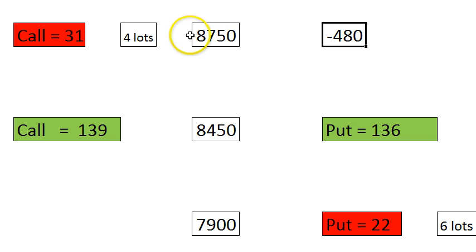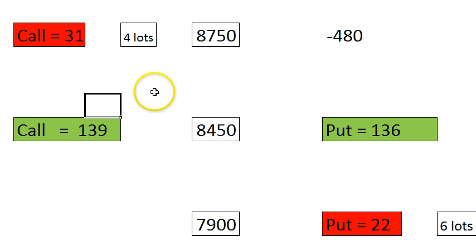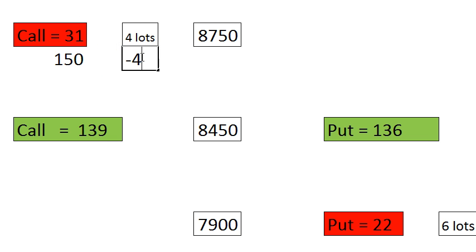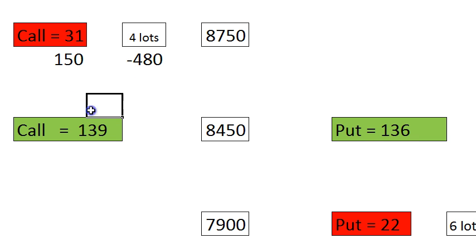You will be in losses of minus 480 points, but on the 8450, assuming it ends at 8900, you will be in profits here, wherein this will become 450. Assuming it ends at 8900, the call option here will become 150, and you will be in losses of 120 points per lot. So for 4 lots, you'll be in losses of 480 points, and this will become 450.